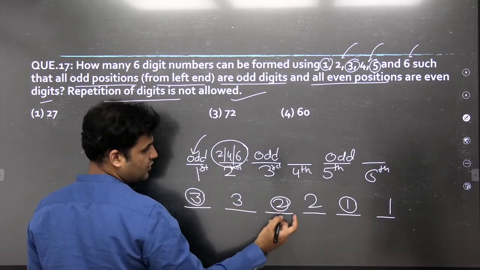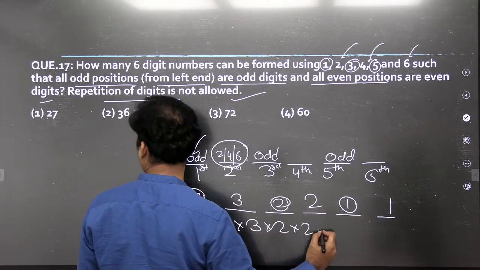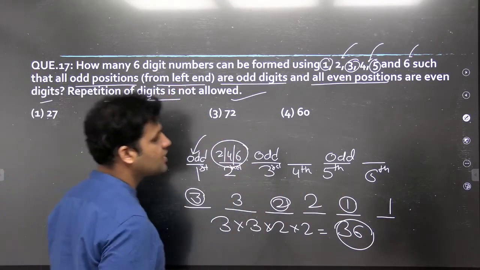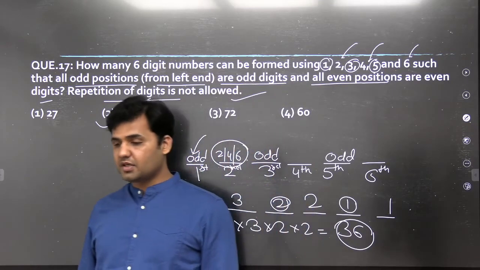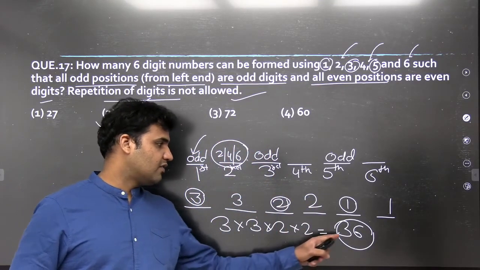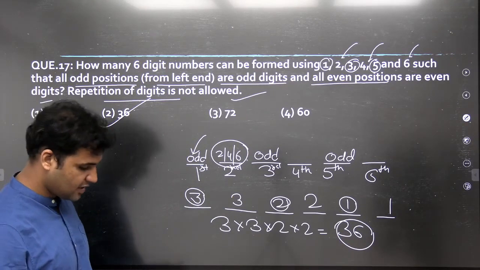So 3 into 3 into 2 into 2 into 1 into 1. The answer to the question will be 36. So odd digits are supposed to be used on odd positions, and even digits on even positions. So in total there will be 36 such numbers possible. Moving ahead to the next question.